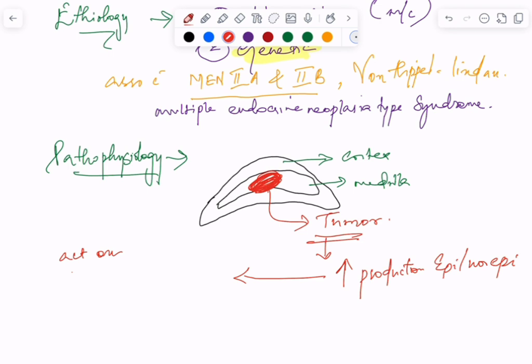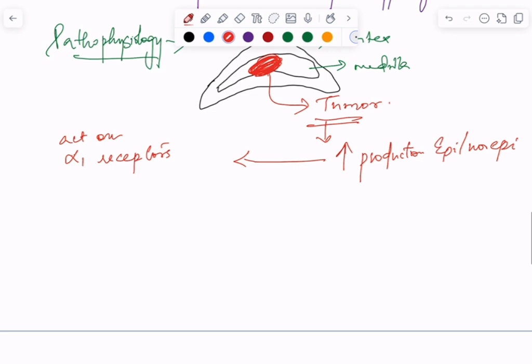There are some adrenergic receptors. First one is the alpha-1 receptor. This alpha-1 receptor will contribute to vasoconstriction and smooth muscle contraction. Vasoconstriction leads to increased blood pressure. So in this case, the patient's blood pressure is always high.